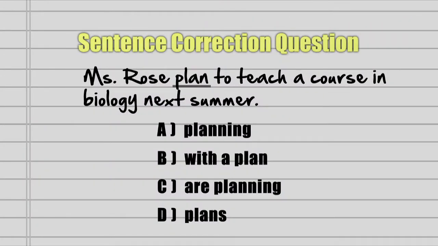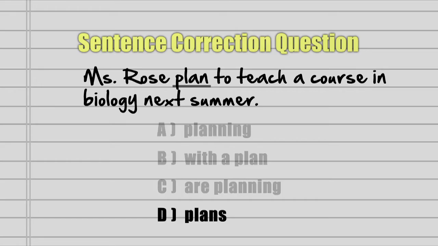In sentence correction questions, you will be asked to replace portions of the sentence. You may want to read the sentence with each replacement option to see which makes the most sense. This portion is untimed, so take as long as you need. Which answer is correct? The correct answer is D.